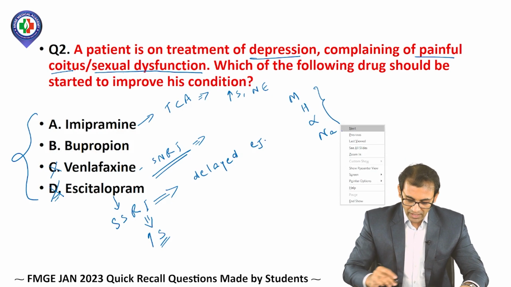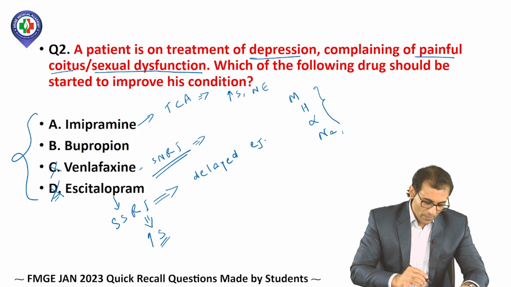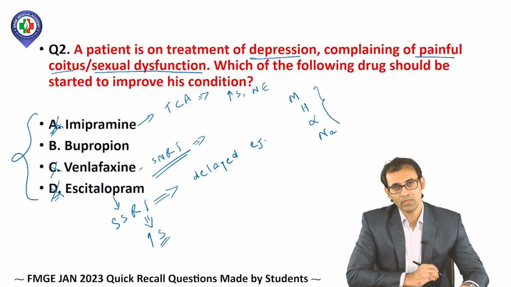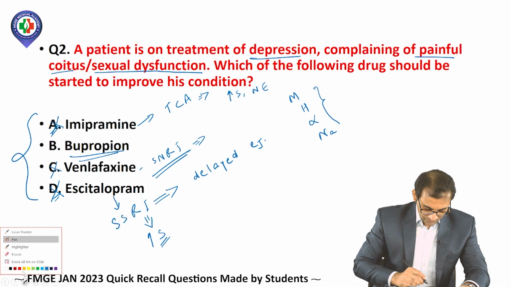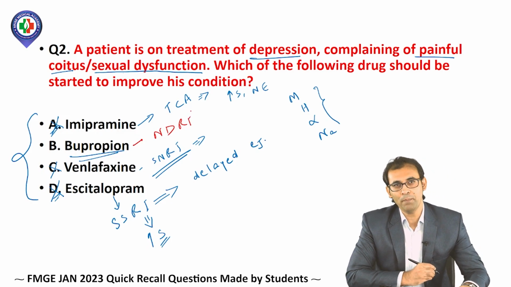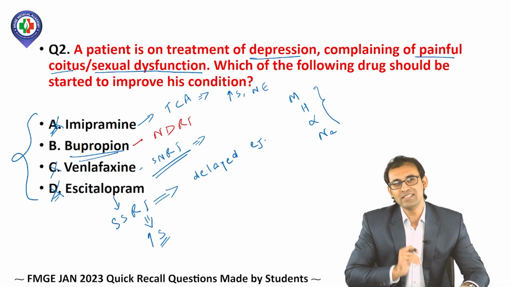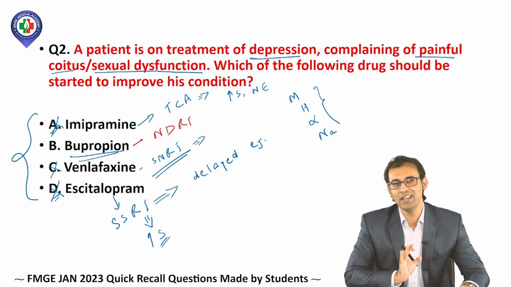So overall, with this drug also, there will be erectile dysfunction as a side effect. Fine. So options A, C and D should not be used here. Now option B, bupropion. This is an NDRI, a noradrenergic dopamine reuptake inhibitor. Out of these four options, bupropion will be the safest, which has the least sexual dysfunction as a side effect. Least. Fine.